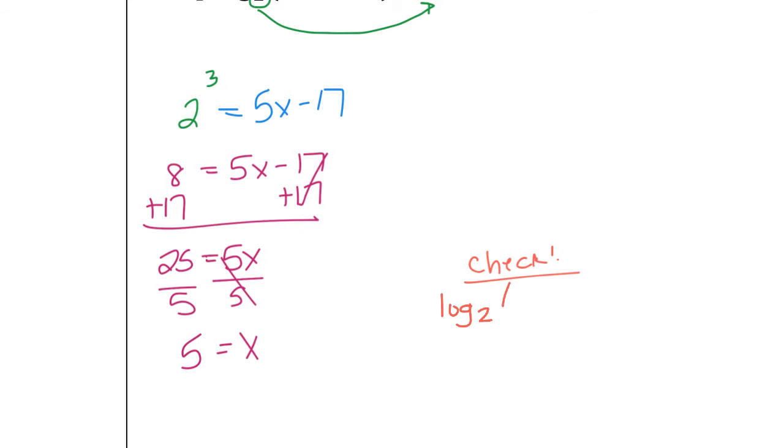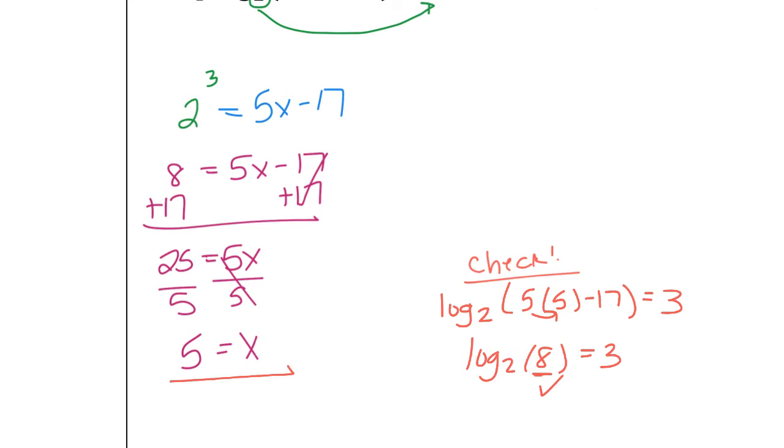So log base 2 of 5x, x is now a 5, minus 17. So 5 times 5 makes 25. 25 minus 17 makes an 8. So log base 2 of 8 equals 3. The 8 is what is the problem. So since 8 is positive, we are good. And that does mean x equals 5 is the solution.